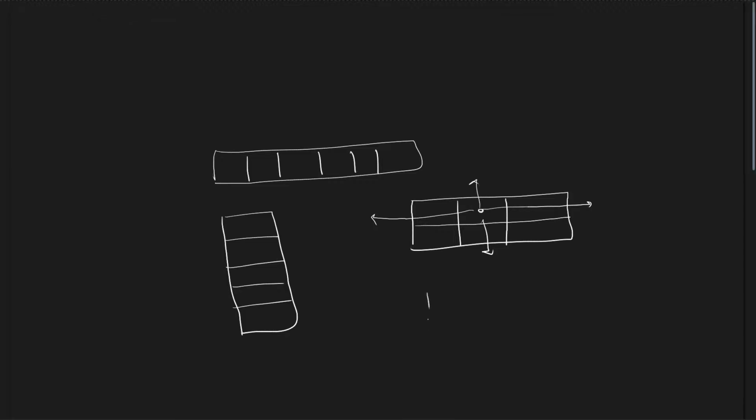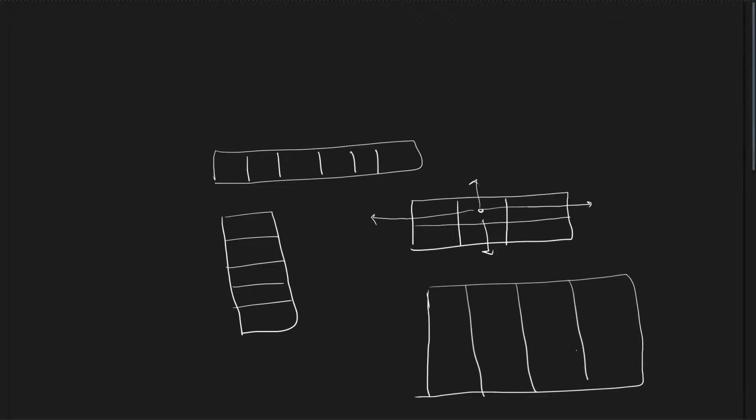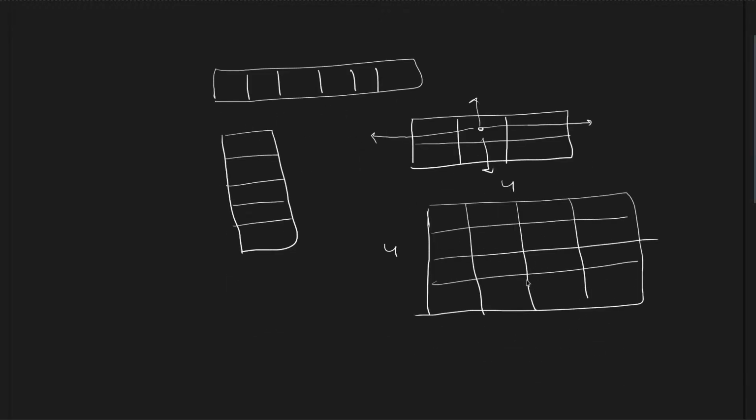Now if I have a grid which has greater than or equal to 4 columns or 4 rows, for example this 4 by 4 grid, then if I place the knight anywhere on this board, it always has at least one valid move. So it doesn't matter where I place it.